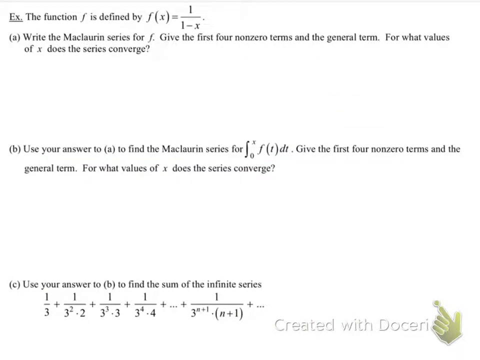Next bit. Onwards and upwards. We are going to write the Maclaurin series for f and give the first 4 non-zero terms and the general term. For what values of x does the series converge? And then we're going to integrate it.